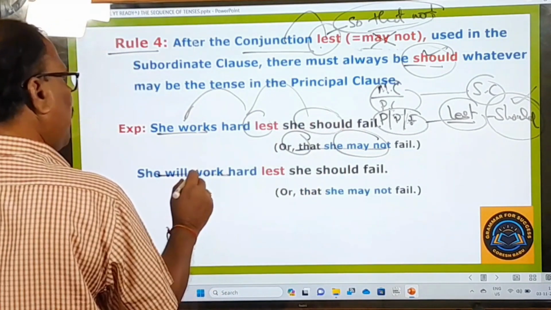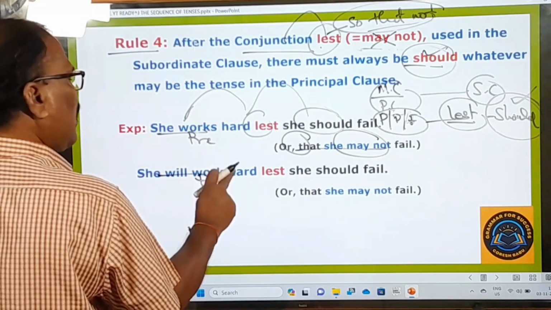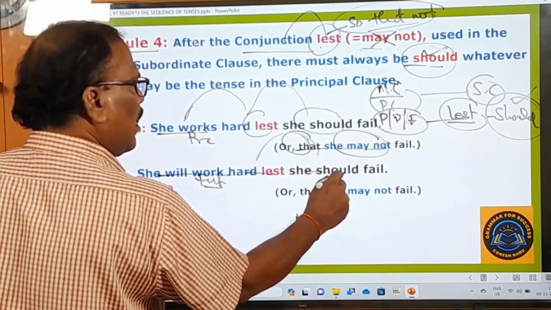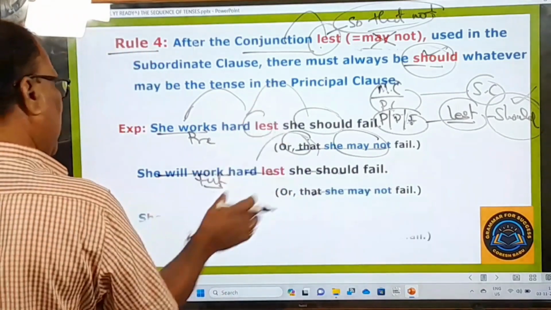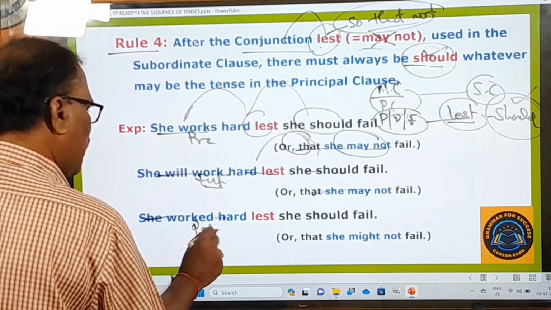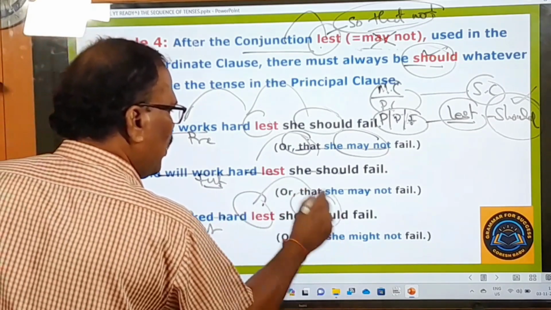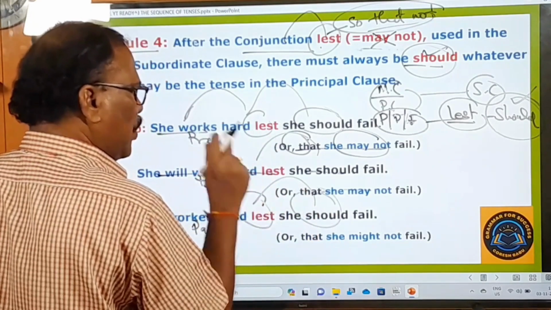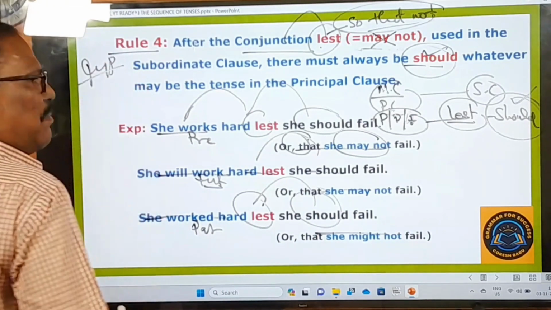She will work hard, future. This is present tense, this is future tense, and she will work hard lest, after lest again only should. The meaning of that is that she may not fail. Same meaning. Whatever may be the tense, she worked hard, present tense or future tense or past tense, whatever may be in the main clause, after lest there must be only the modal auxiliary should. Right. Please keep this very important aspect in mind from your competitive examinations point of view.